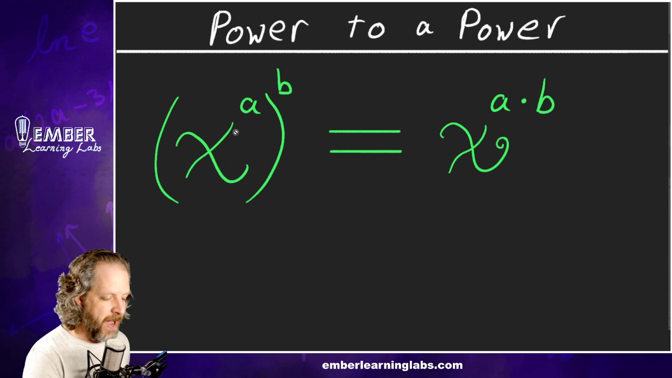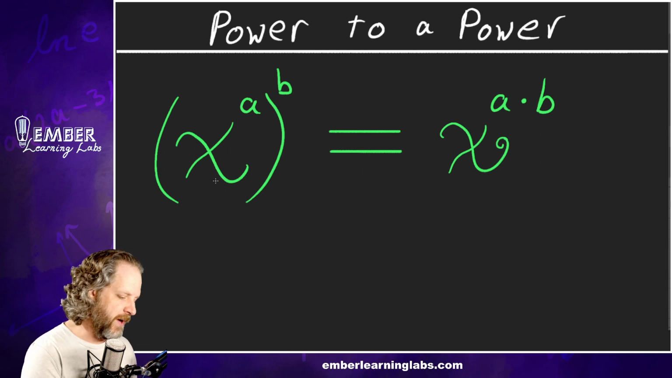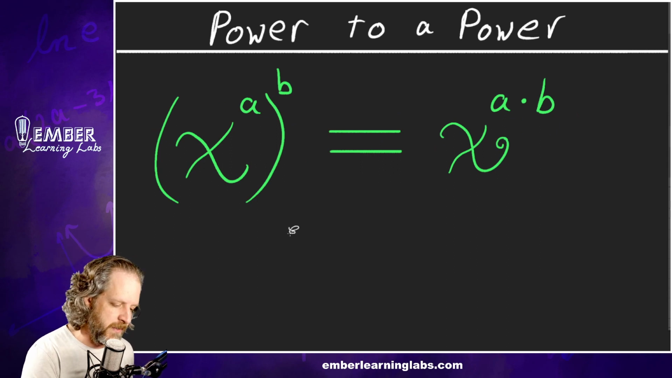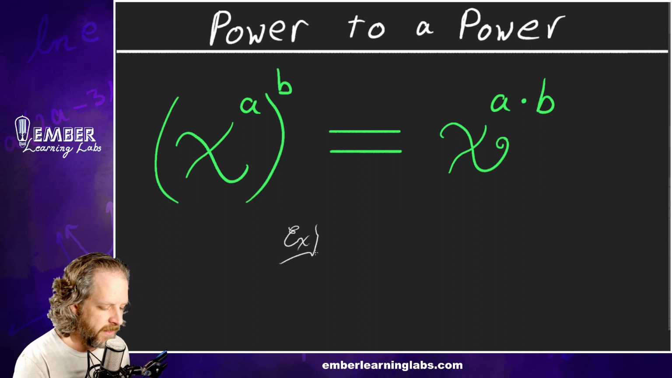If we have a power to a power, so x to the a and then raised to the b, we multiply those. So little mini example. If we have, I don't know whether these are getting uglier or less ugly. I don't know.